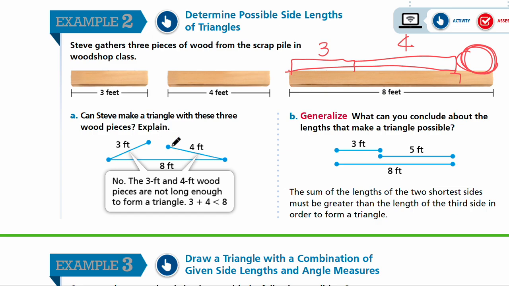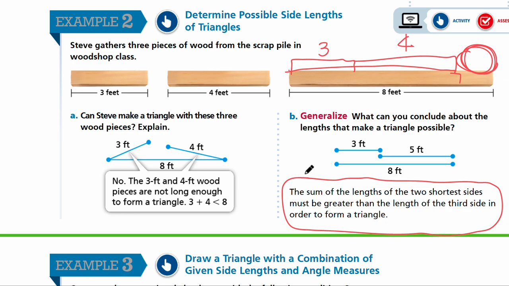You will see missing pieces over here. So what can you conclude about the lengths that can make a triangle possible? The sum of the 2 shorter sides cannot be equal to the longest side. It has to be that the sum is bigger. So the third side has to be smaller than the sum of the 2 shorter sides. This is another rule that we must remember.